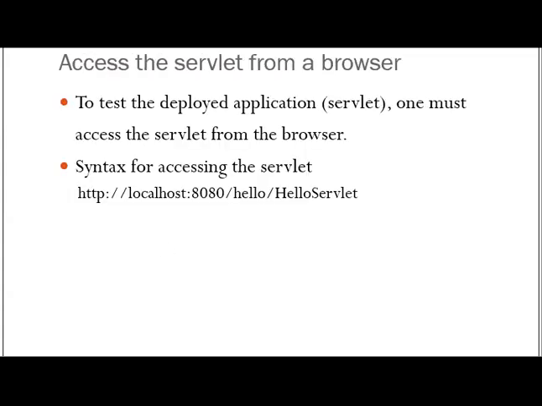So, access to a servlet from a browser. Whenever we are accessing a servlet from the browser, we can test the deployed application. For that purpose, we need to have access from the browser itself. In Eclipse, they provide their own browser to deal with servlets, or we can simply type this in Chrome also. So, HTTP localhost 8080, where 8080 is the port number. Hello is the application name, and then hello servlet is the name of the servlet.